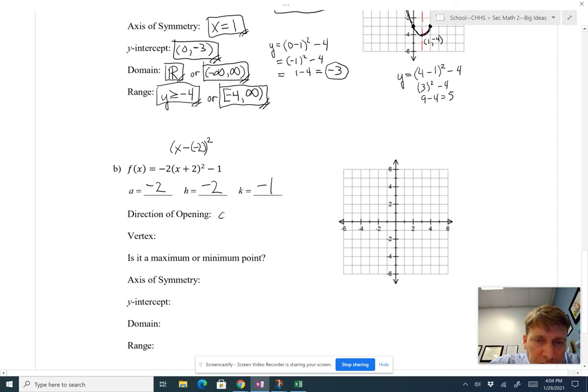Direction of opening goes down because a is equal to negative 2, and negative 2 is less than 0. It's negative, so it opens down. The vertex is at the point h, k, negative 2, comma, negative 1. Is it a maximum or minimum point? Because it opens down this time, that vertex is a maximum.